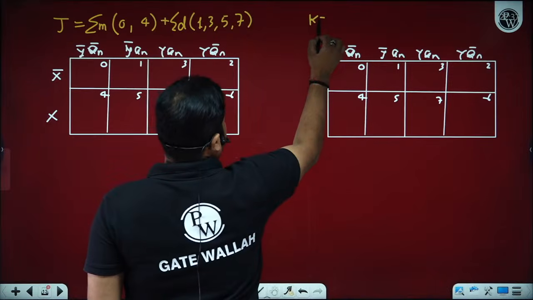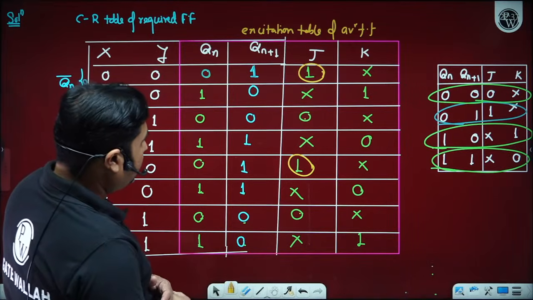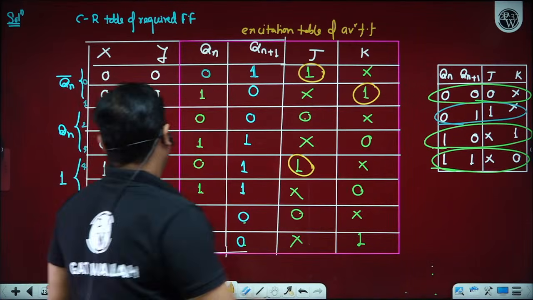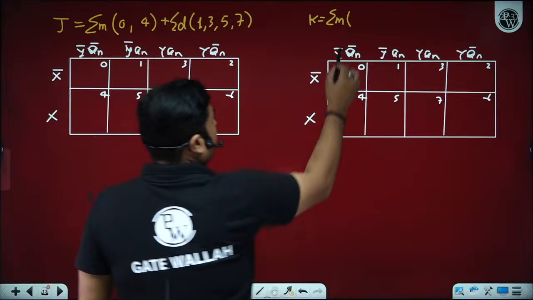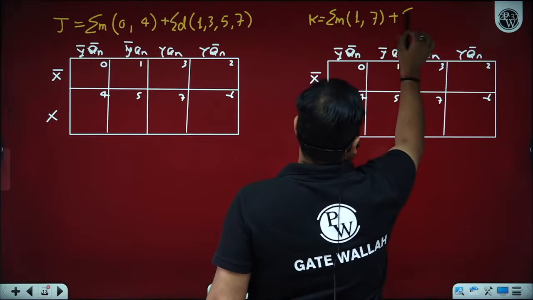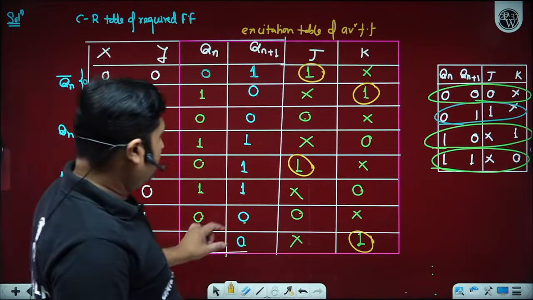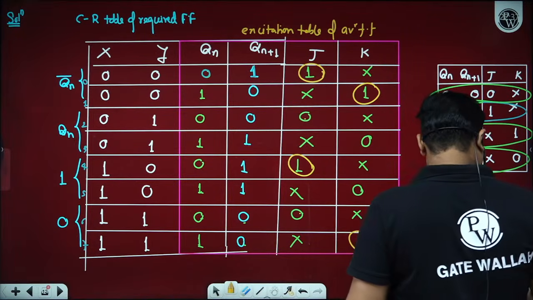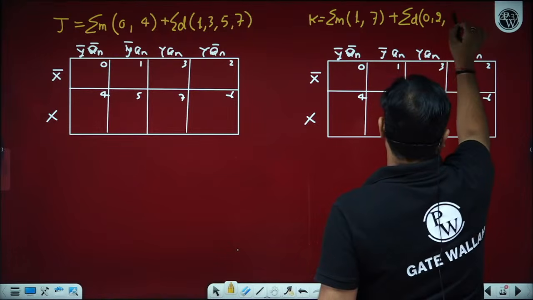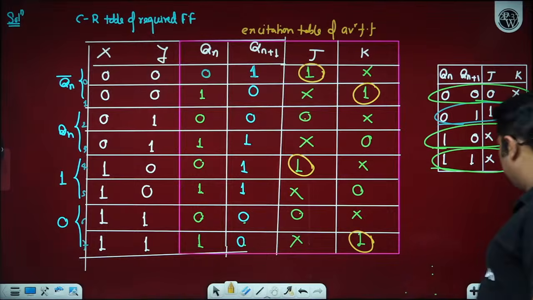Now please observe for K as well, where we are getting logic 1 on K. Onto the K, we are getting logic 1 in a binary condition of 1 and in a binary condition of 7. 1 and 7. And don't cares are 0, 2, 4, 6. Is it okay? 0, 2, 4, 6 are the don't cares. Yes, sir.